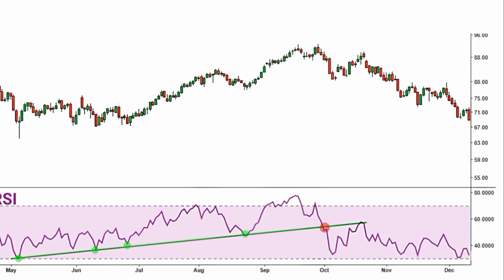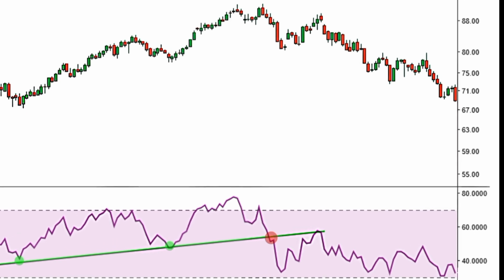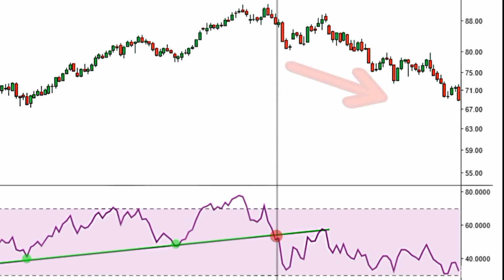As momentum starts to fade, the trend line is eventually broken. Once the RSI's upward trend line is breached, momentum weakens further, causing the RSI to shift into a downtrend. This is accompanied by a simultaneous decline in price.